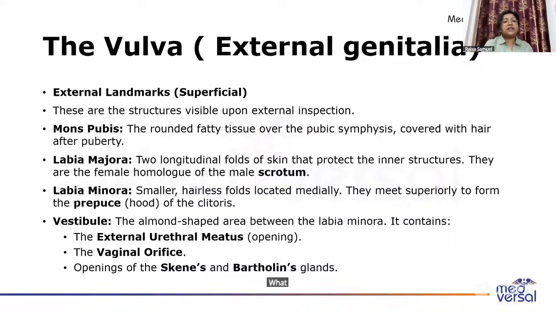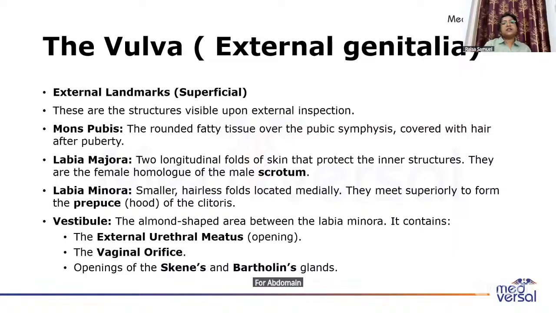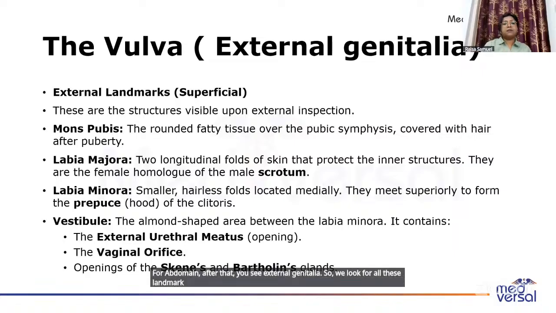The external genitalia is called the vulva. The vulva has different parts. So what are the external landmarks? They are structures visible upon external inspection. Whenever you are examining a patient, first we will see per abdomen, after that you see the external genitalia. So we look for all these external landmarks which are seen. Mons pubis, that is the rounded fatty tissue over the pubic symphysis covered with hair after puberty.